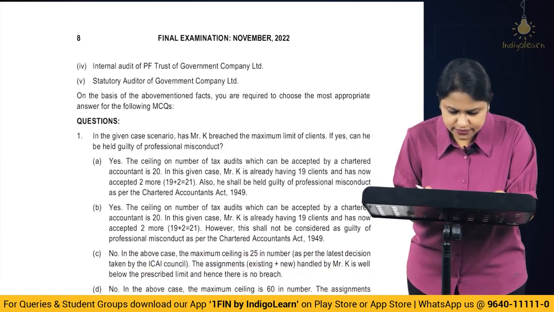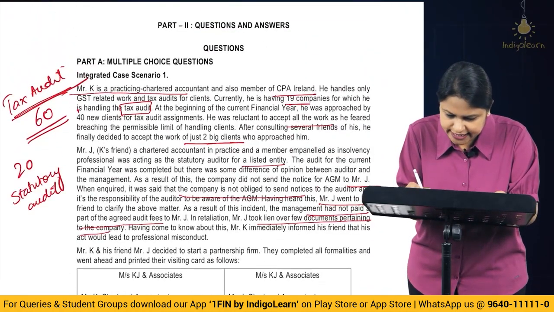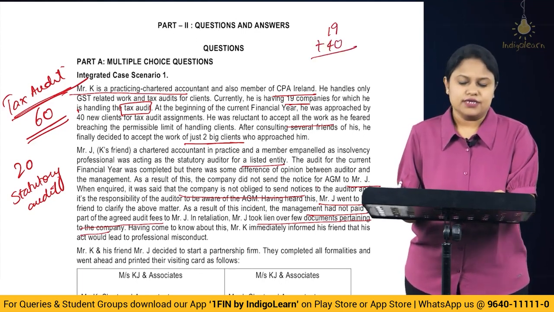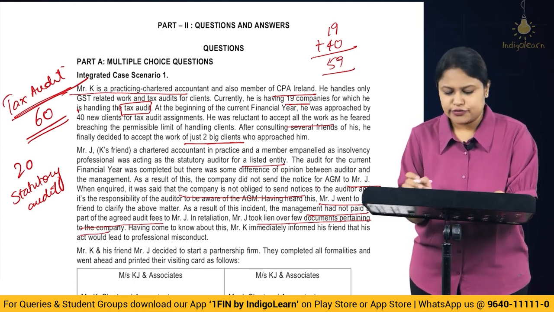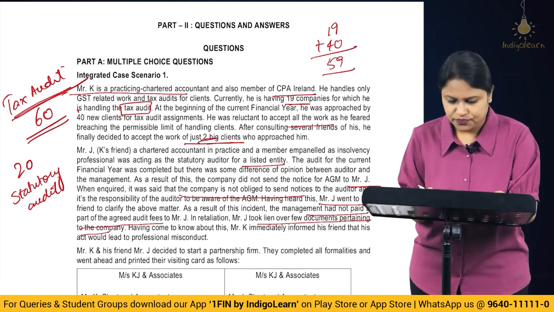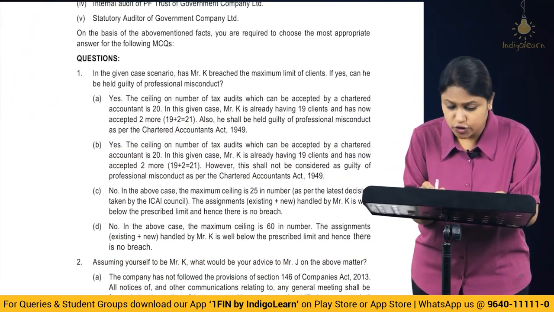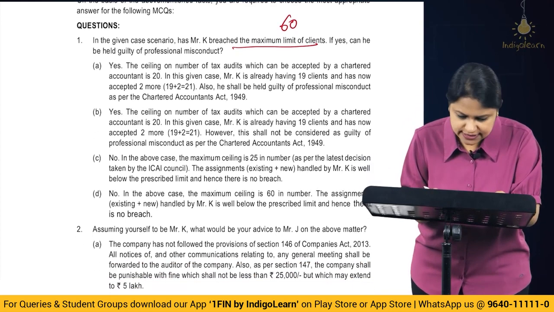So here the question is telling they have accepted, so they had already 19, plus if they would have taken 40 also, they would not have reached it. It would be 59, correct? But they have eligibility of 60. So it would not have breached, but they have taken only 2. Alright. So what is the question here? Did they breach it? First of all, no, because they have 60 and they are still very much within the range. So the answer is no.